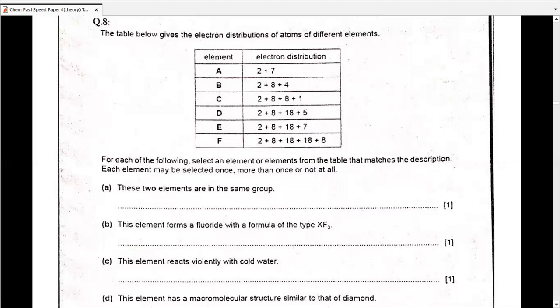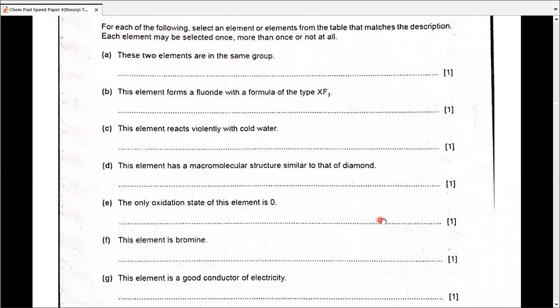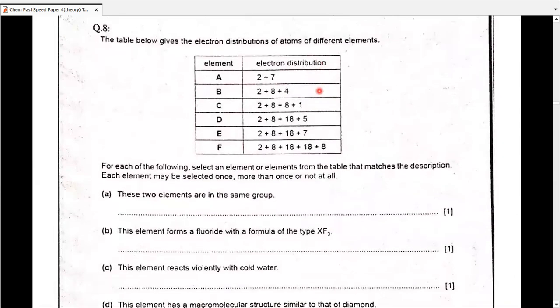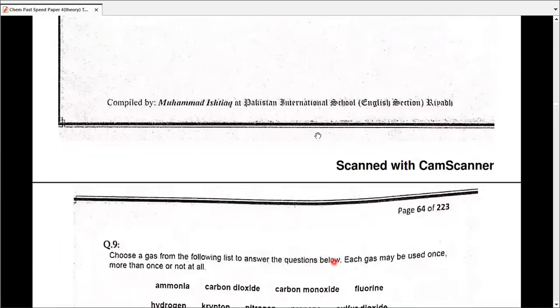Good. Let's move on. Let's see what we have next. The only oxidation state of this element is 0. It would be F, element F. Good. Part F, this element is bromine. They have been very specific in this case. Element E. Right. Next, G, good conductor of electricity. Element C. Yes, great. So we're done with the question.